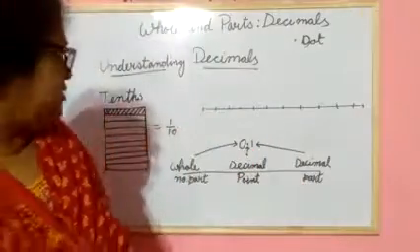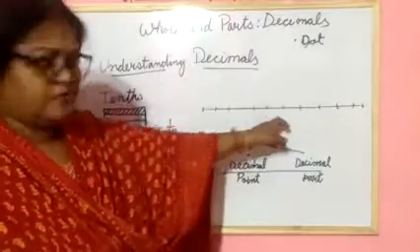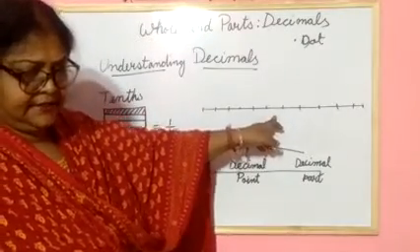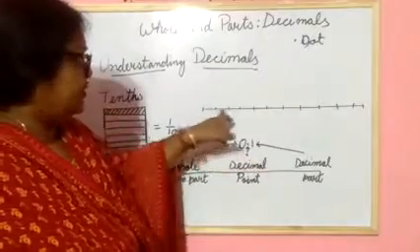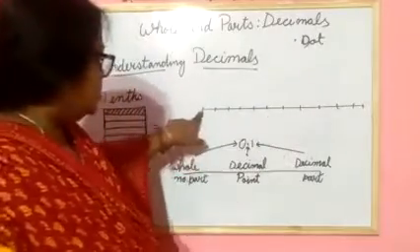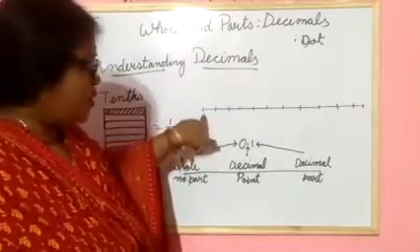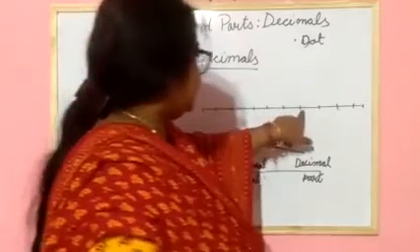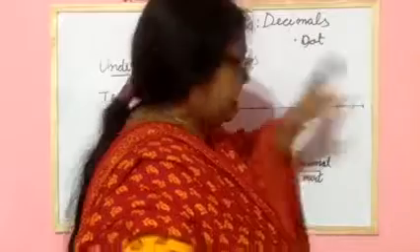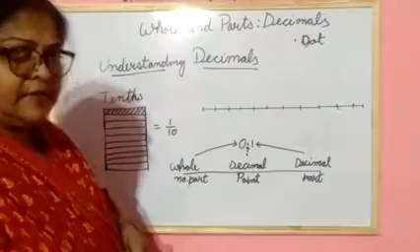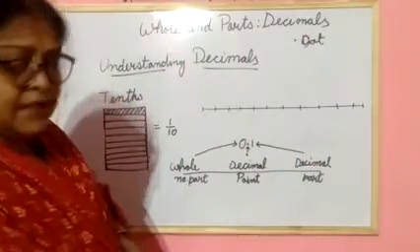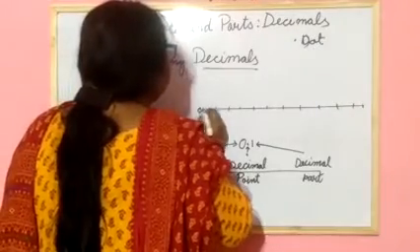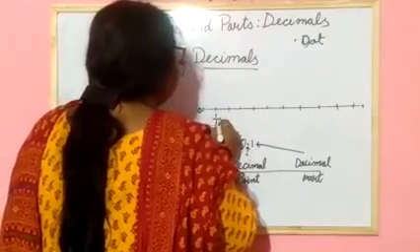Now what will I do here? I will draw one line again, and this line I will divide into 10 equal parts. So starting from 0, 1, 2, 3, 4, 5, 6, 7, 8, 9, 10. Understood? I will divide it into 10 equal parts. So here it is 0, 1 by 10.